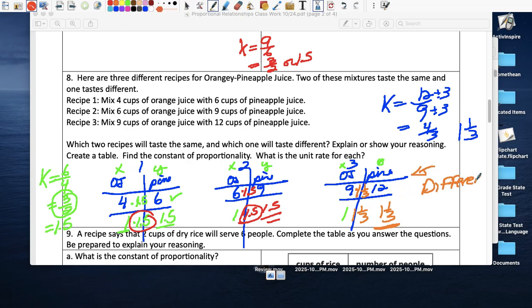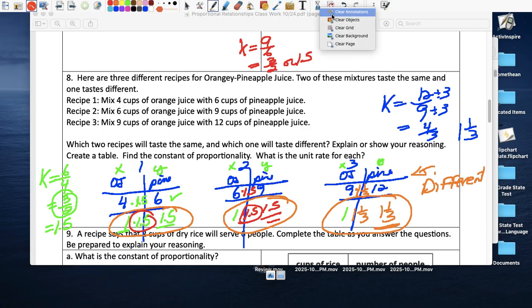Okay, so that's this. Notice how having the unit rate makes comparisons so much easier. Okay, it comes in handy, right?